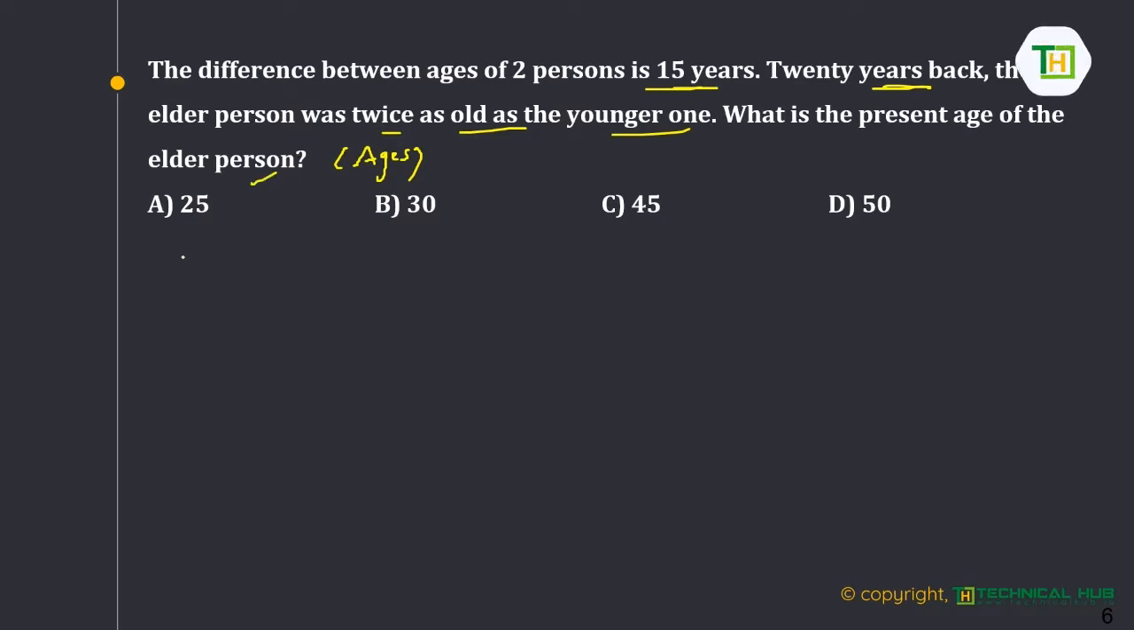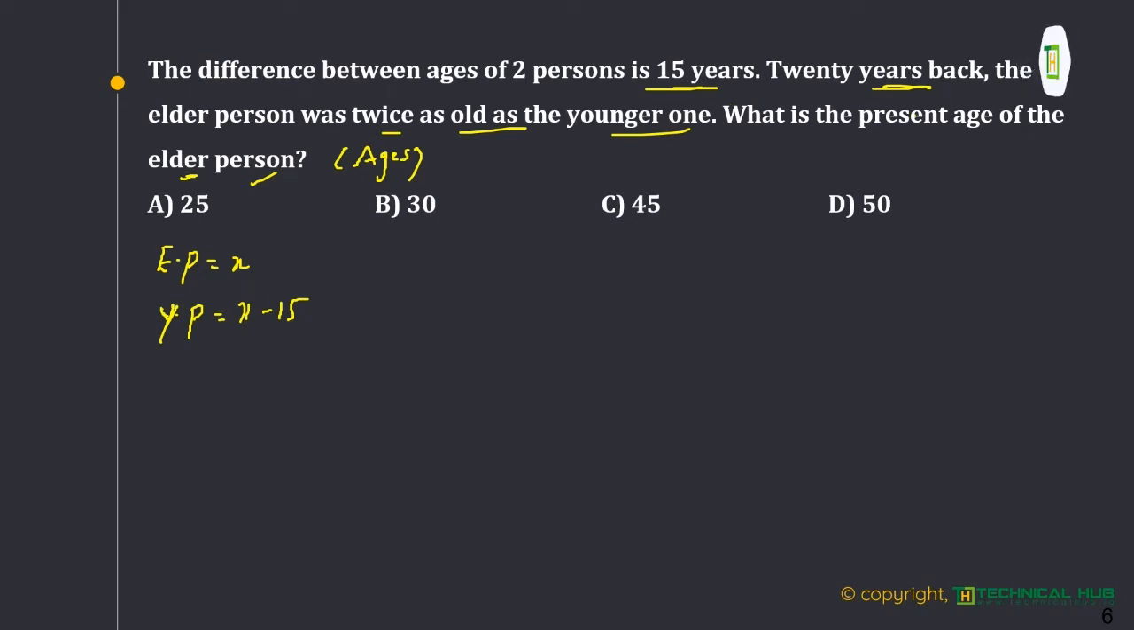Here I'm taking the present age of the elder person as X years. So X years is nothing but the present age of the elder person. Also given is the difference between the two persons: elder person minus younger person is equal to 15 years. Then the younger person's age is X minus 15, because the difference is 15 years. So these are the present ages.